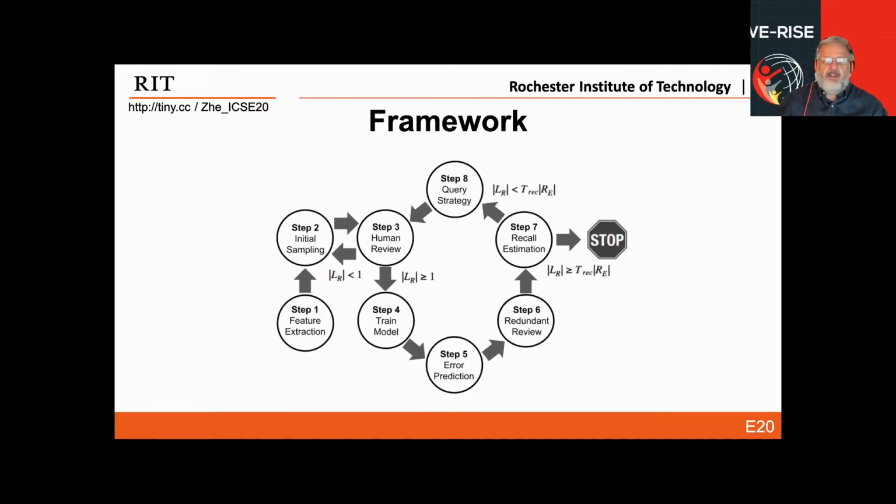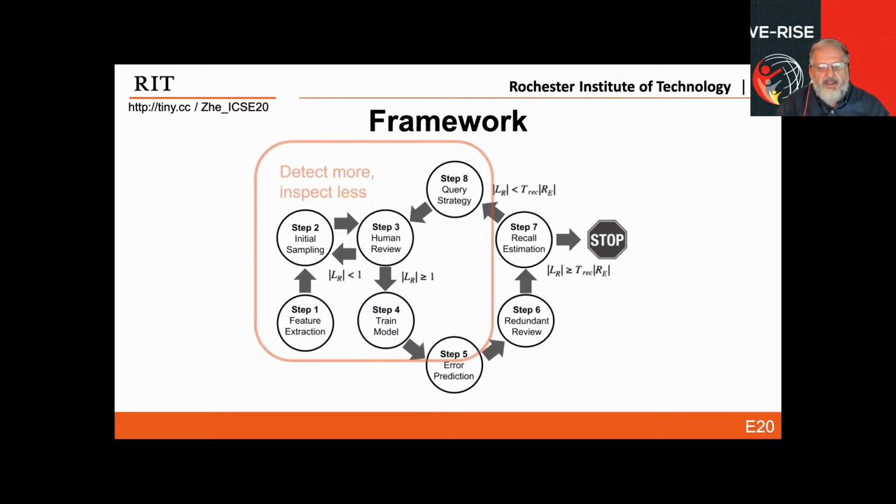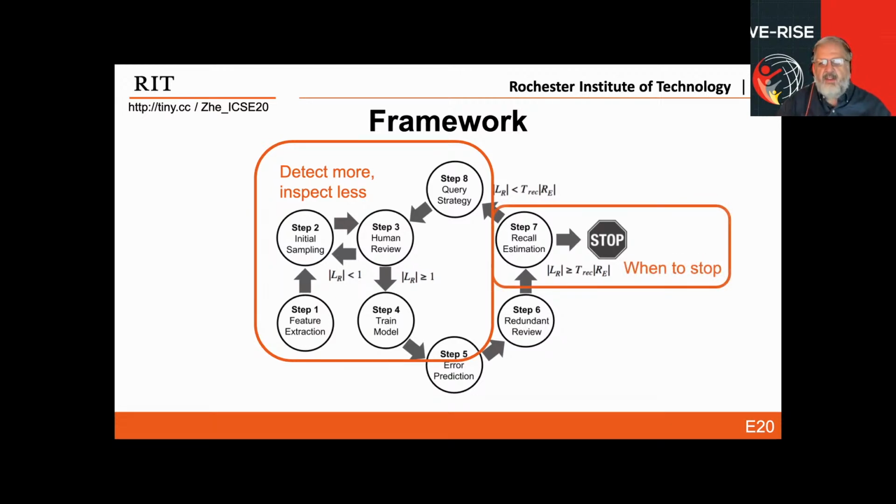If you look at an active learning framework, you've got initial sampling. This divides up into three problems. If you and an AI sit down to solve a problem together, you want to look at fewer examples and find more of the problems. This is the detect more and inspect less phase. Another thing is that if humans and an AI get together to solve a problem, there's a stopping problem. You need some rule for saying, we've done enough, let's not look at any more.